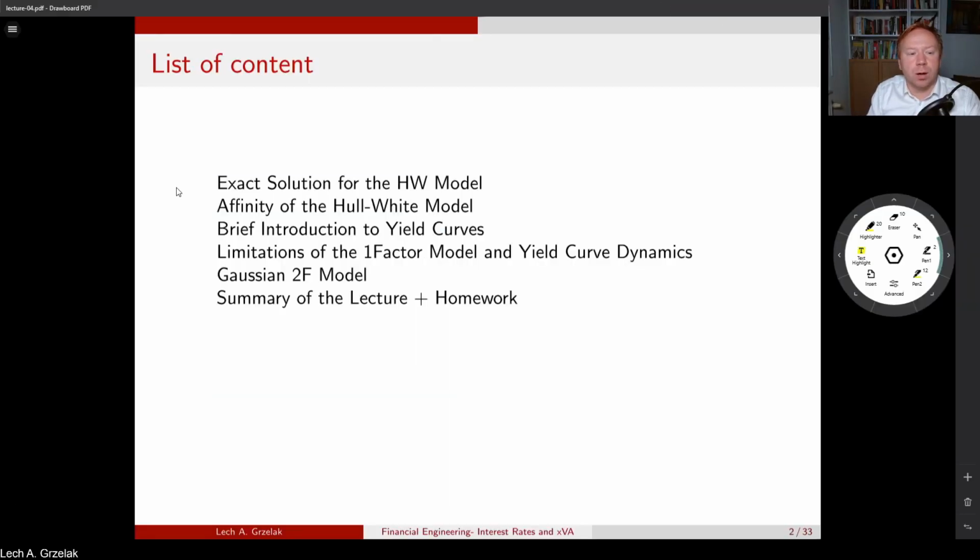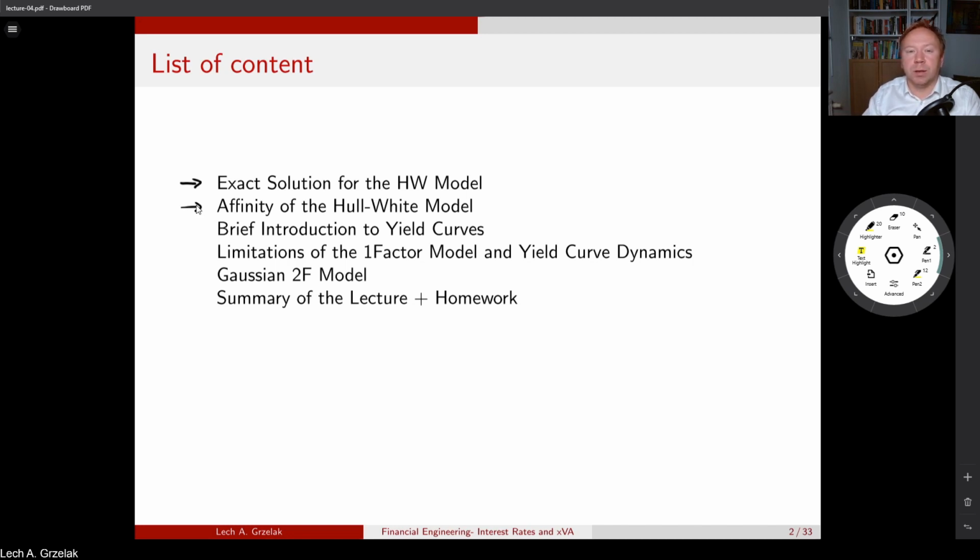First, I will show you how to find an exact solution for the Hull-White model. Finding an exact solution for the Hull-White model is slightly different than we have seen before for geometric Brownian motion or arithmetic Brownian motion. The reason for that is that the Hull-White model is mean reverting. So it is not just diffusive, as we have seen before. Here we have to do a little trick to find a solution for the process in an elegant way.